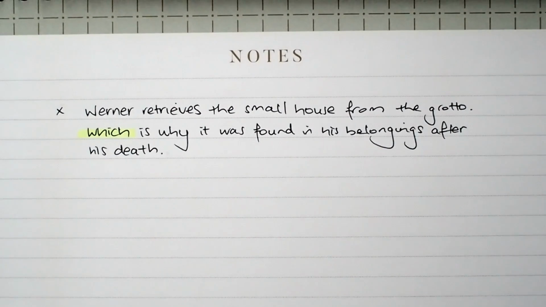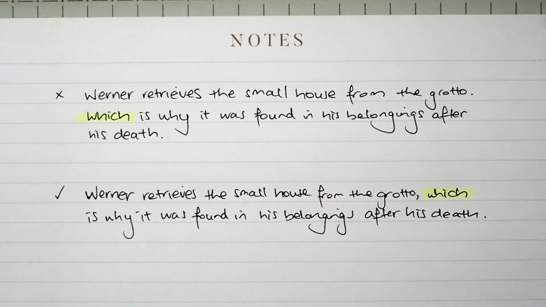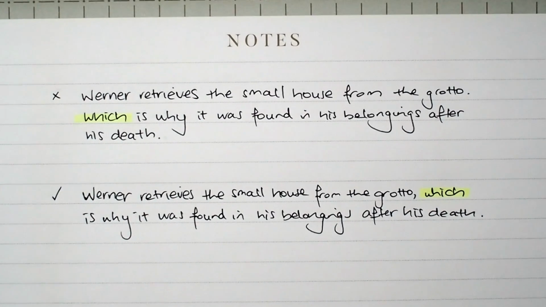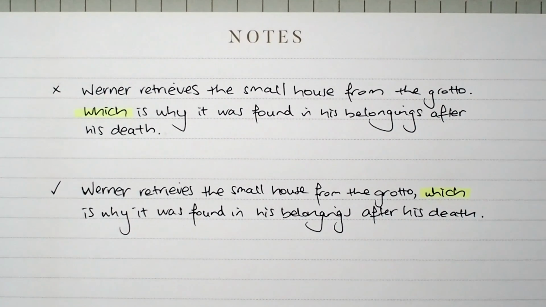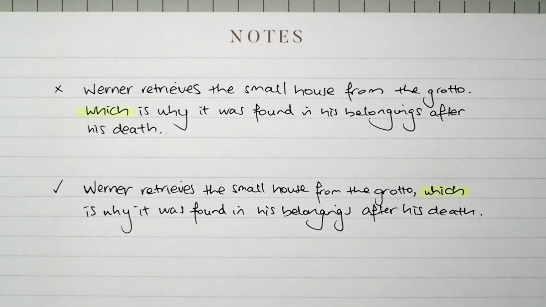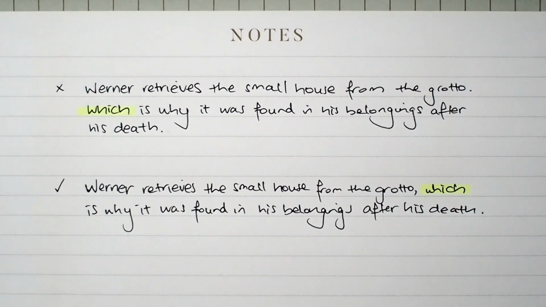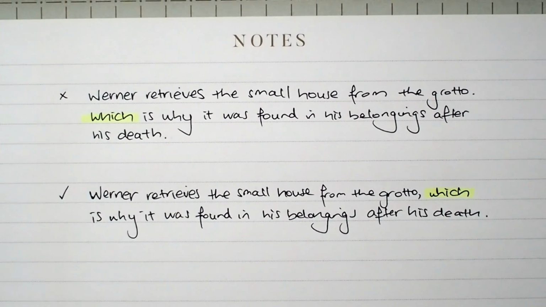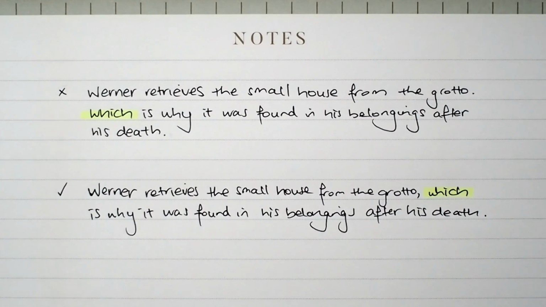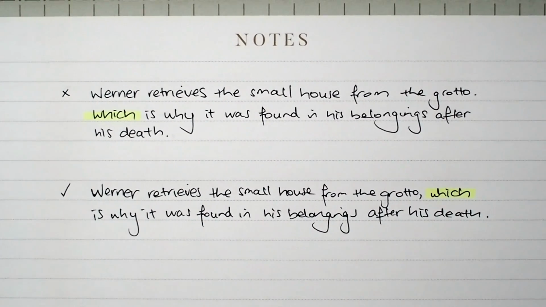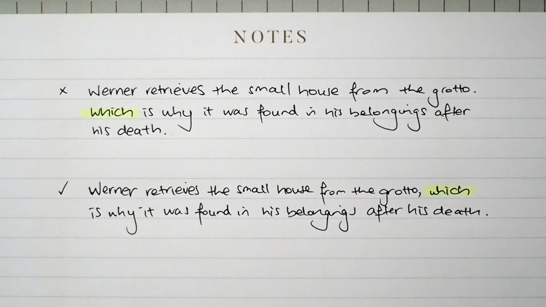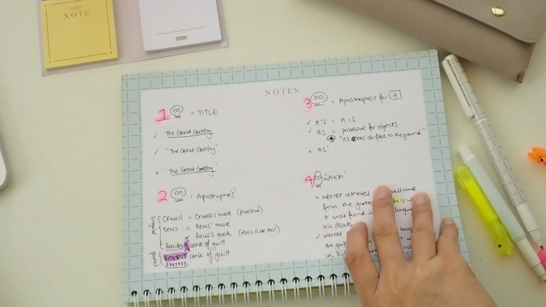It's a frustrating read to believe that you finished a sentence only to restart it when it could have been written like this. Werner retrieves the small house from the grotto, which is why it was found in his belongings after his death. I get that starting a sentence with which could be for dramatic effect, like perhaps in Magda Szubanski's Reckoning, but for most students, I'd recommend not starting your sentences with the word which.